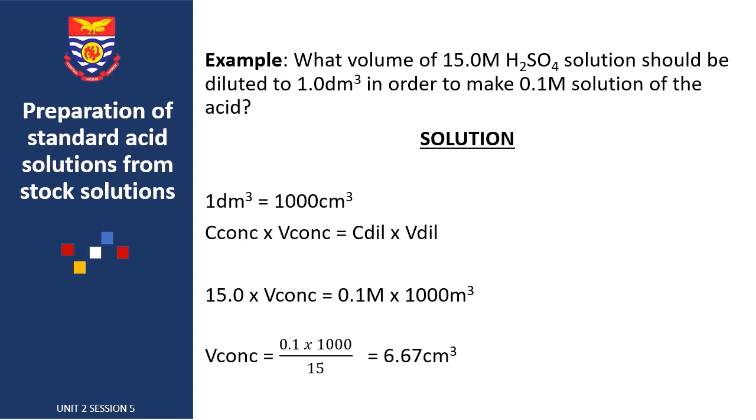So this 6.67 cubic centimeters is the volume that you are going to fetch if you are to prepare such solution. So you are going to measure 6.67 cubic centimeters and then dilute it till you get 1000 cubic centimeters. Such solution is going to have 0.1 molar concentration.